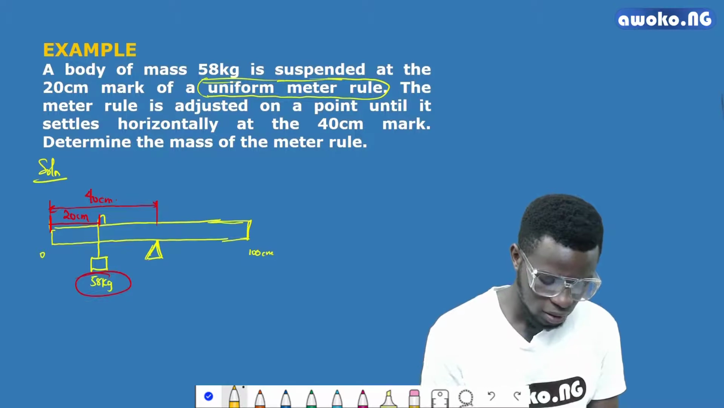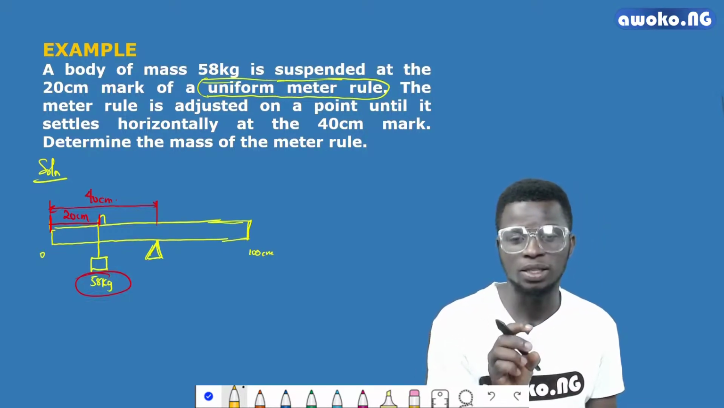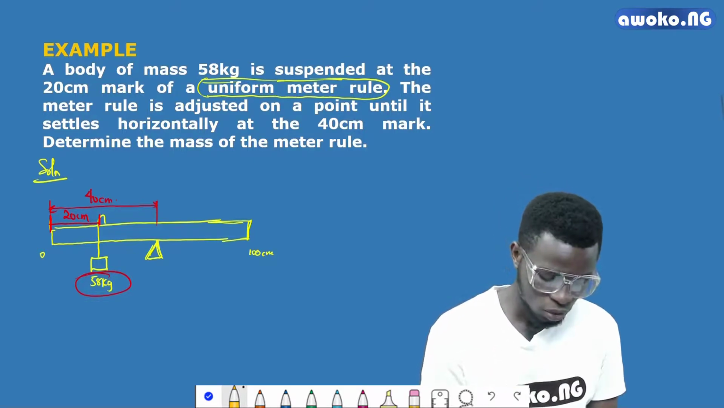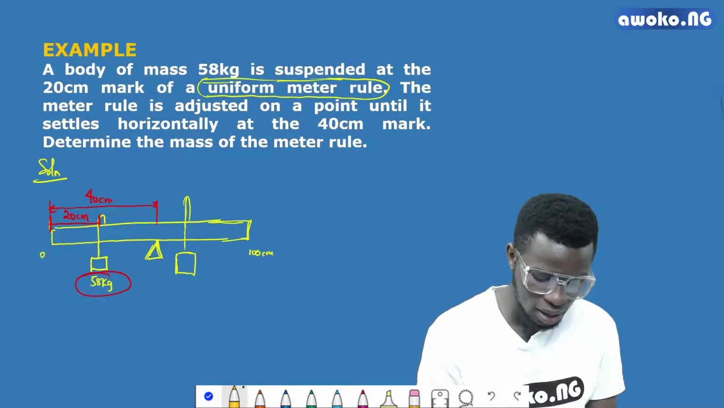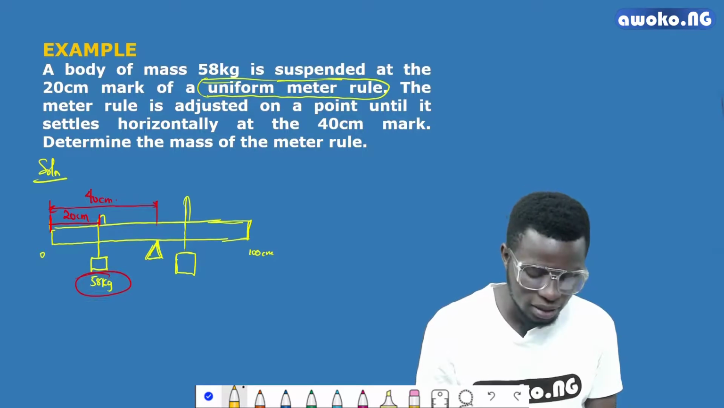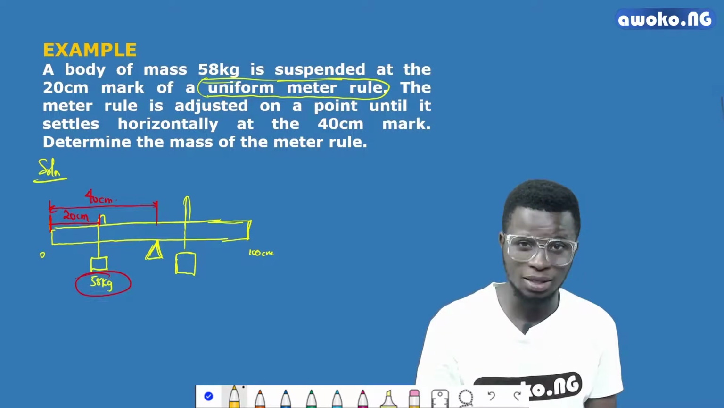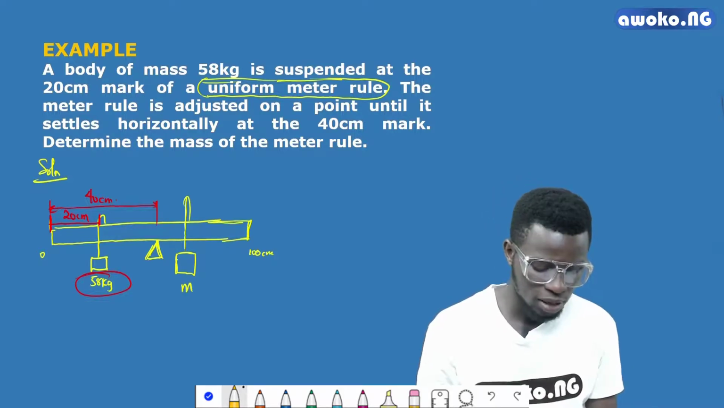Actually, a mass, because we're told that the center of gravity is at the midpoint, that is, the meter rule is uniform, so we can assume we can hang another mass, so as to balance the effect of these 58 grams on the other side of the meter rule. We need to look for an equivalent mass that will balance the mass of the object that has been hung on the other side. So this is the mass we are looking for.